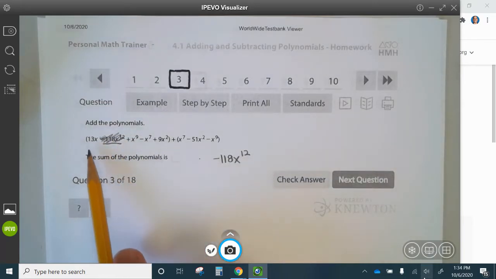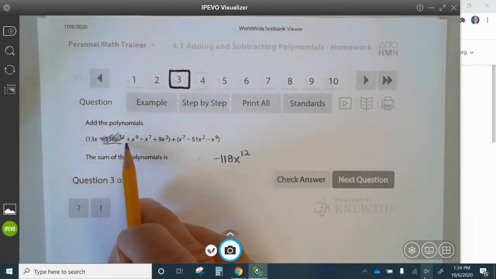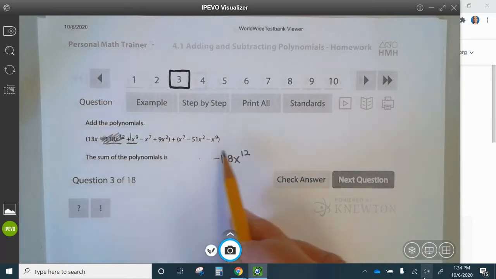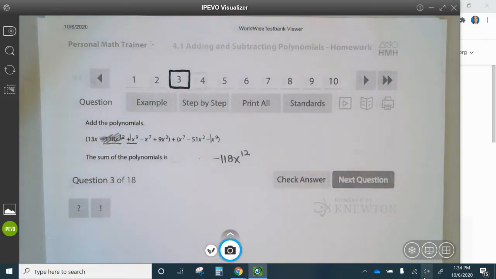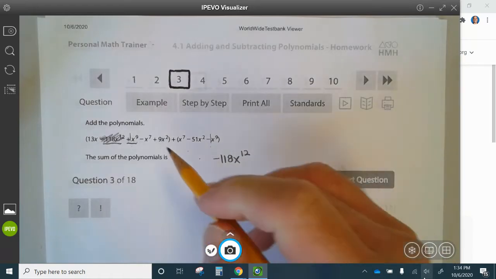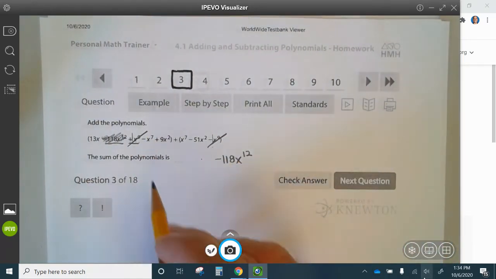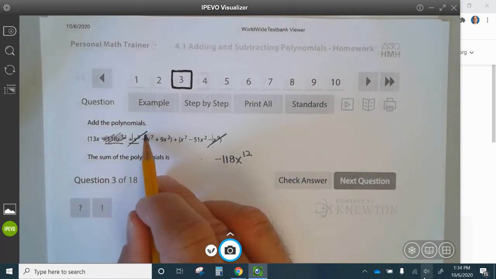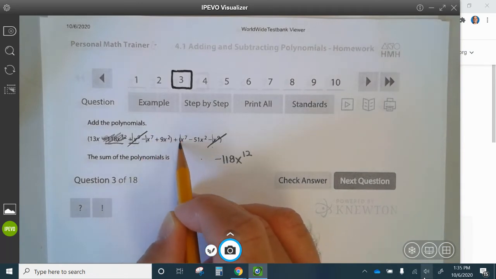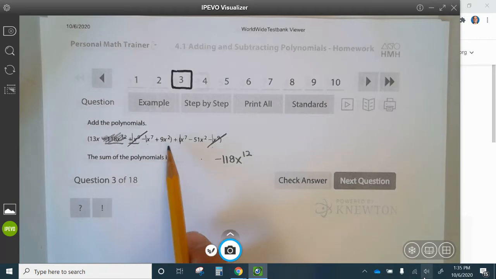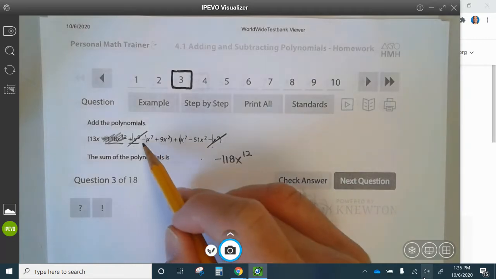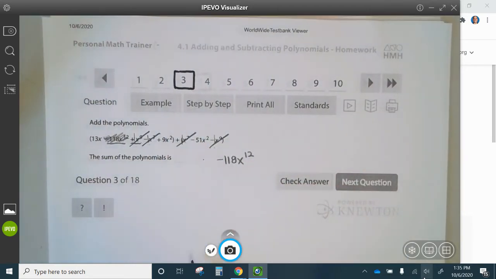Now we look for the next highest exponent, which is 9. So we're going to put a 1 in front there and a 1 in front there. Well, 1x to the 9th minus 1x to the 9th, they cancel. Okay, so now let's look at the 7th. So put a 1 here and a 1 here. Negative 1x to the 7th and 1x to the 7th, they cancel. So now we look at the squared.